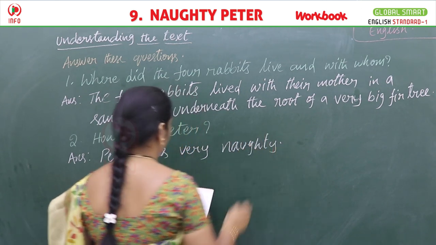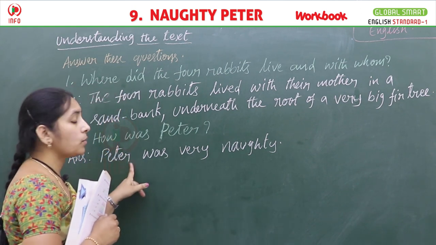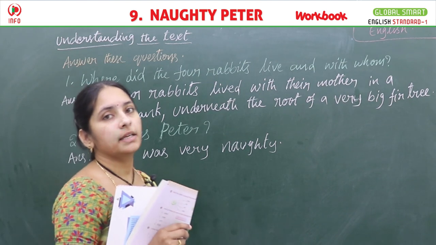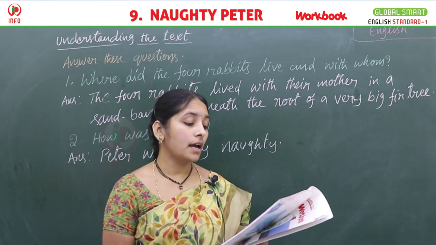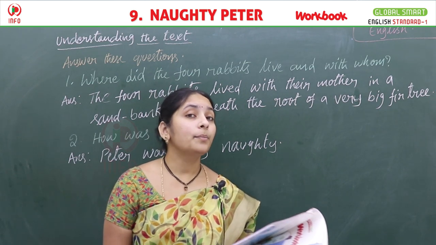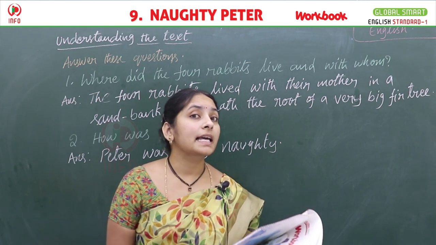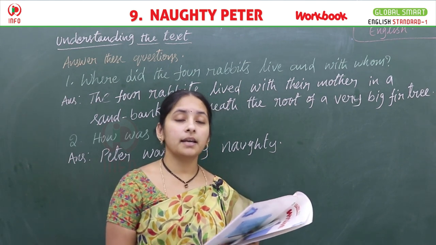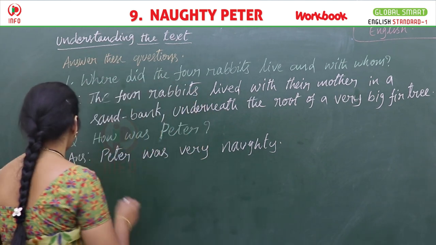Okay, ma. And see the third question, Anna. So second question, how was Peter? Peter was very naughty. And see the third question, Anna. Where did Peter run? He ran into Mr. McGregor's garden. Right, ma. So see the third question.